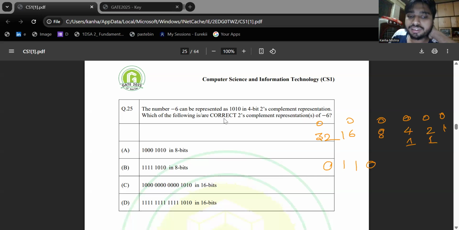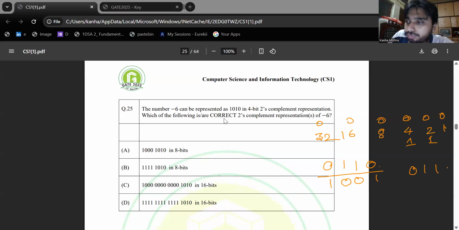After that, we will invert this to get the ones complement. In order to invert this, if I try inversion here, then after inversion it will be 1001, inverting all those digits.